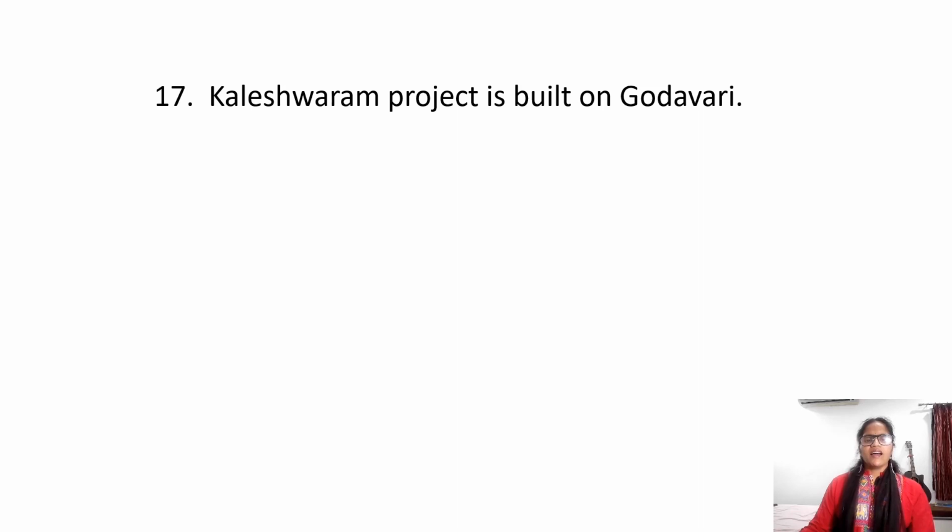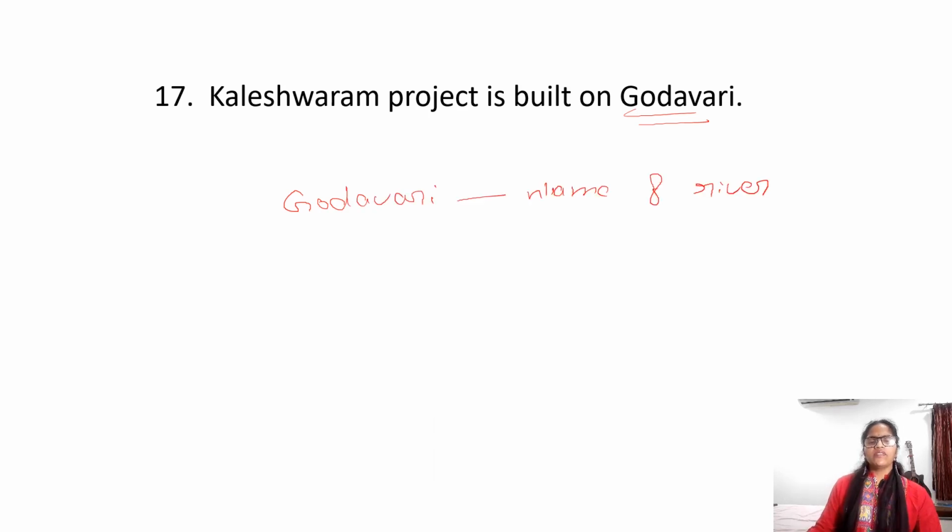Next question. Kaleshwaram project is built on Godavari. Now Godavari is the name of a river. According to the article rules, the needs to be used before the name of a river. So here it has to be Kaleshwaram project is built on the Godavari is the correct answer.